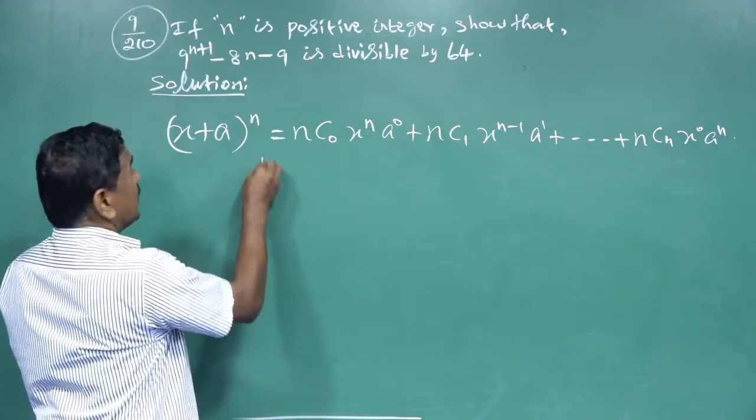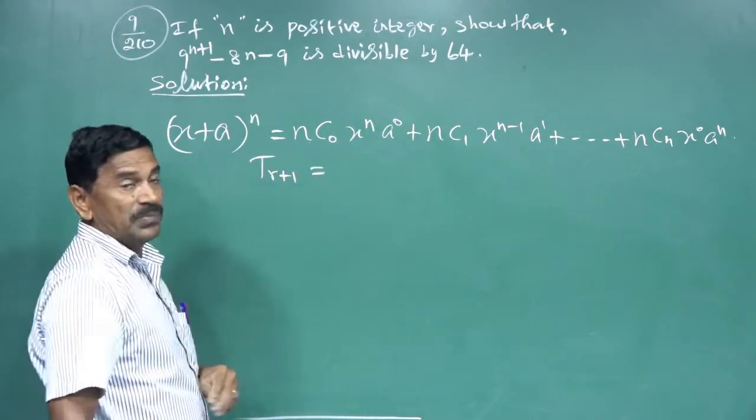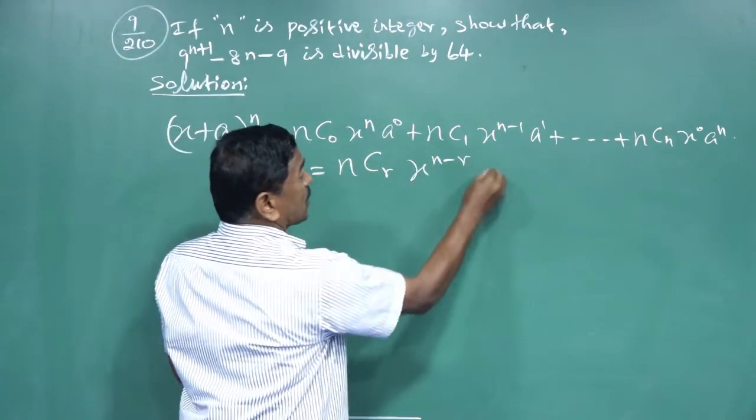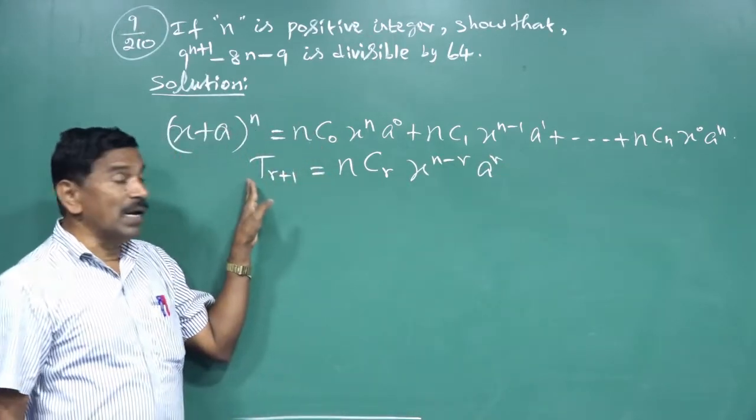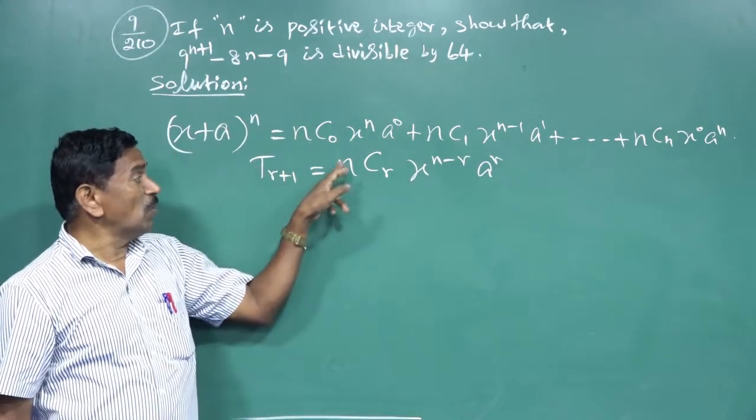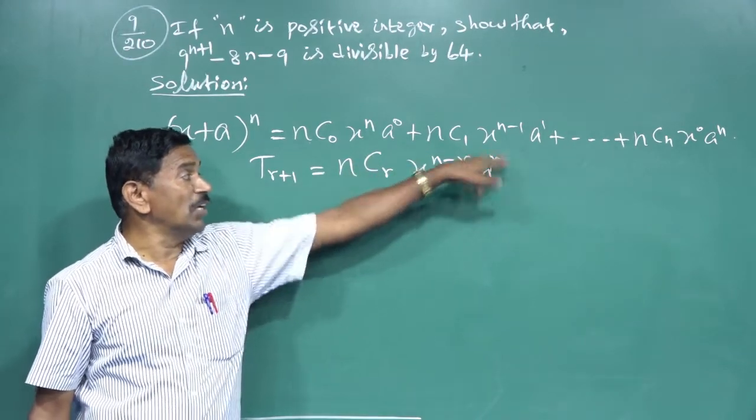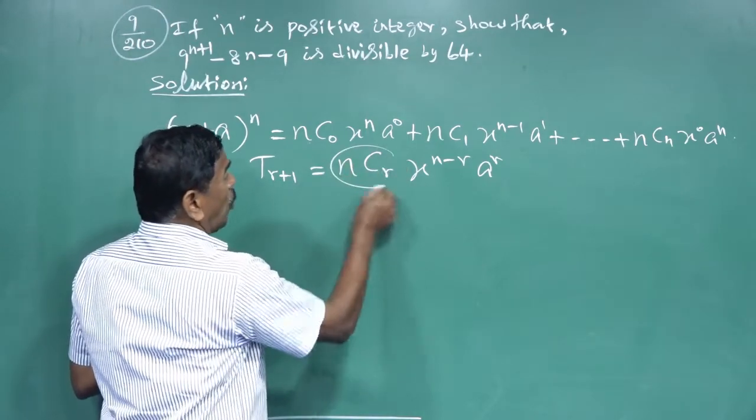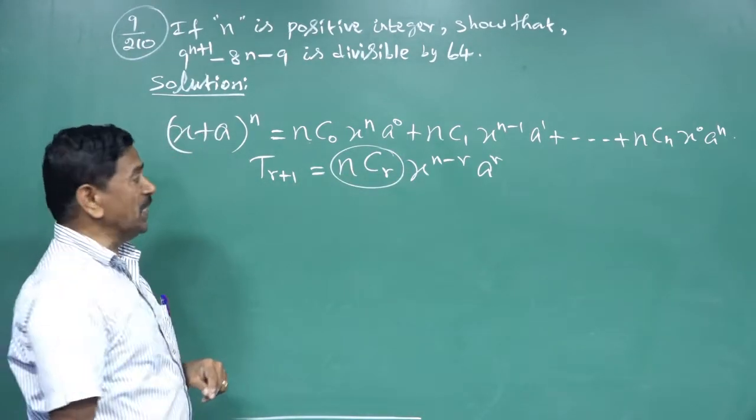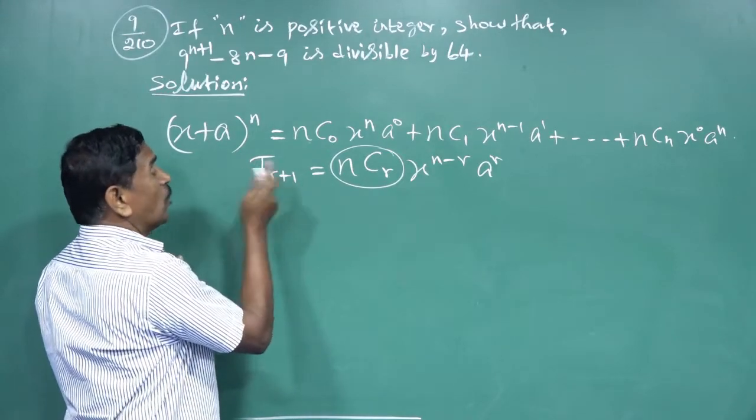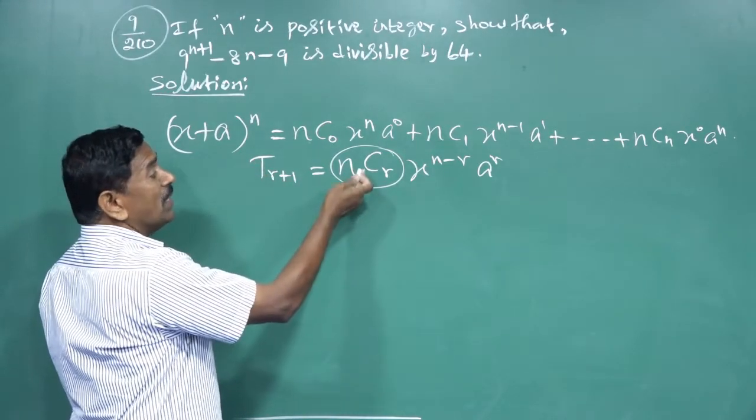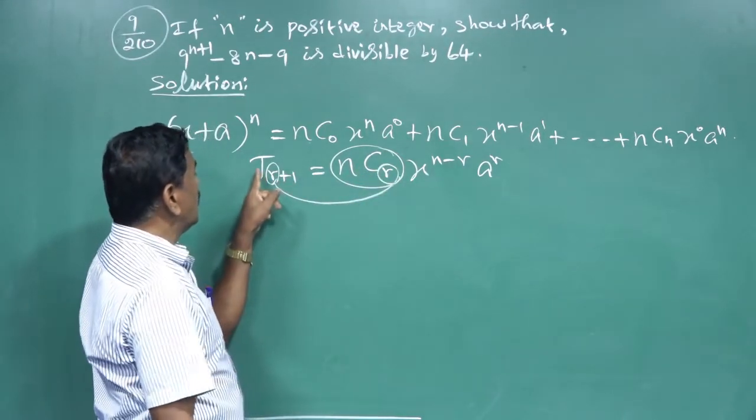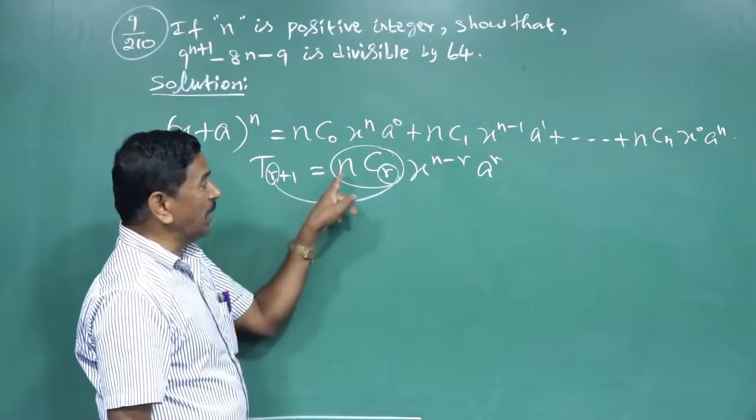Next, the general term T(r plus 1) is equal to nCr into x power n minus r into a power r. Listen, here the coefficient is nCr. The coefficient of T(r plus 1) is given by nCr. Here r, so that is why here also r. So the T(r plus 1) coefficient is given by nCr.